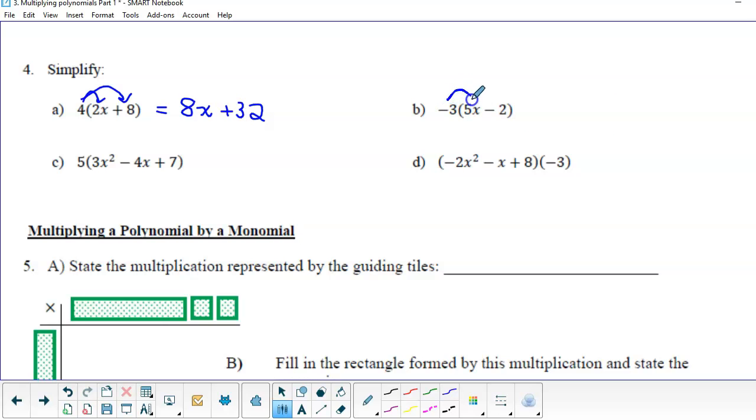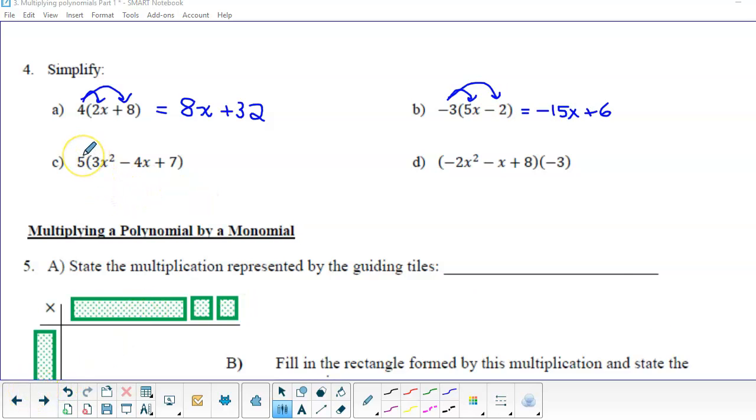B, then you use the sign in front of your constant. The constant is -3, so it's -3 times 5 is -15x. -3 times -2 is +6.